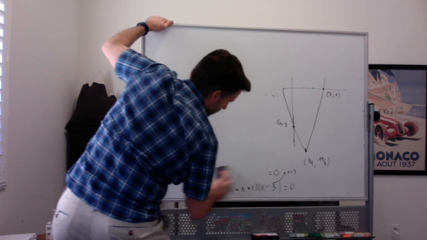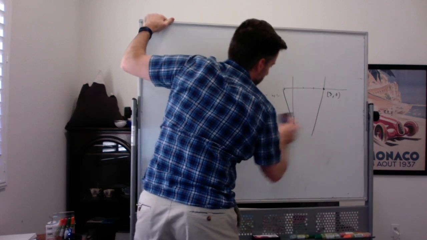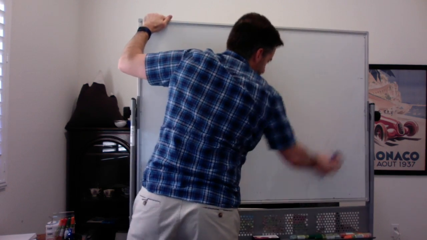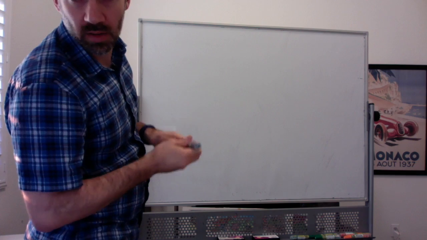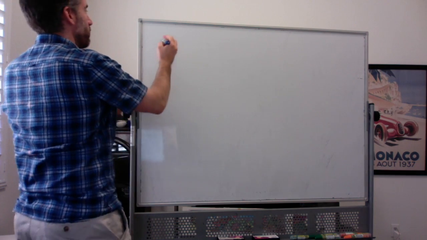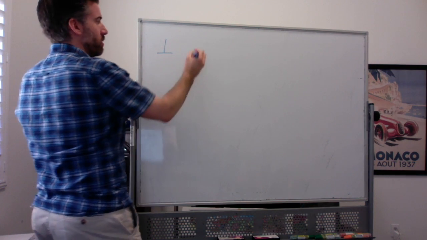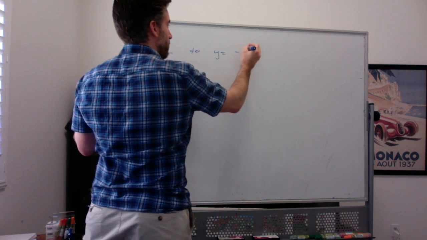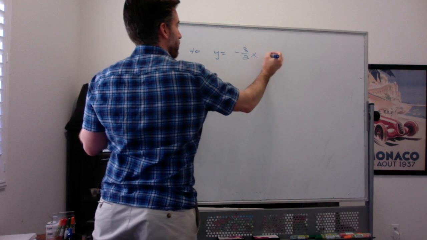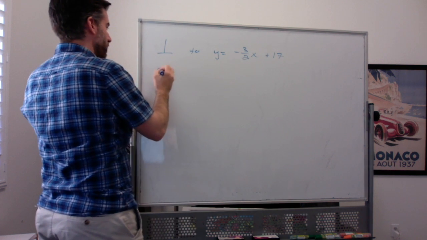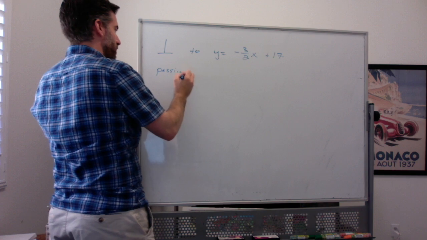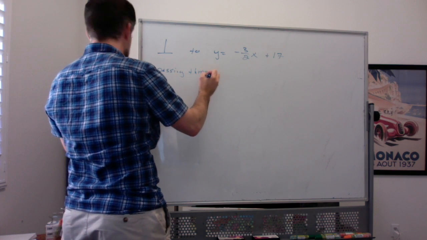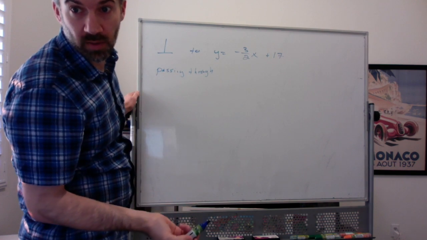example is asking us to find the equation of the line that is perpendicular to, this is the symbol for perpendicular, perpendicular to y equals negative 3 halves x plus 17, and passing through the point 2, negative 5.